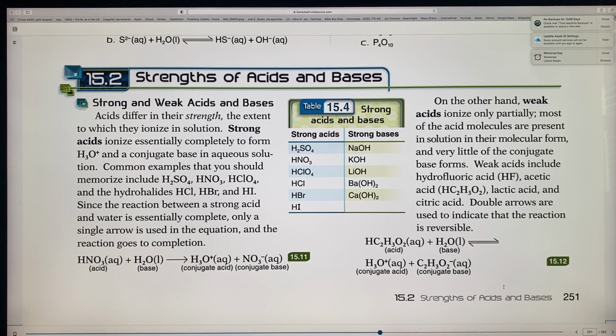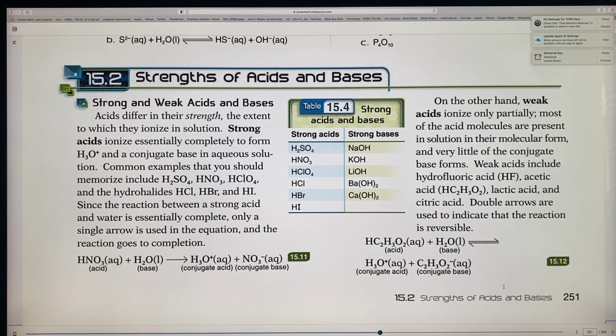A strong acid ionizes completely to form this hydronium ion. Just think of a strong acid as getting completely done, along with a conjugate base. Usually a strong acid goes with a conjugate base that is a weaker base. A strong acid ionizes essentially completely to form this, and whenever you see this with the positive charge, you always know it's an acid, and a conjugate base in the aqueous solution. Remember, you always have an acid forming a base, right? The common examples you should know and memorize include these very strong acids.